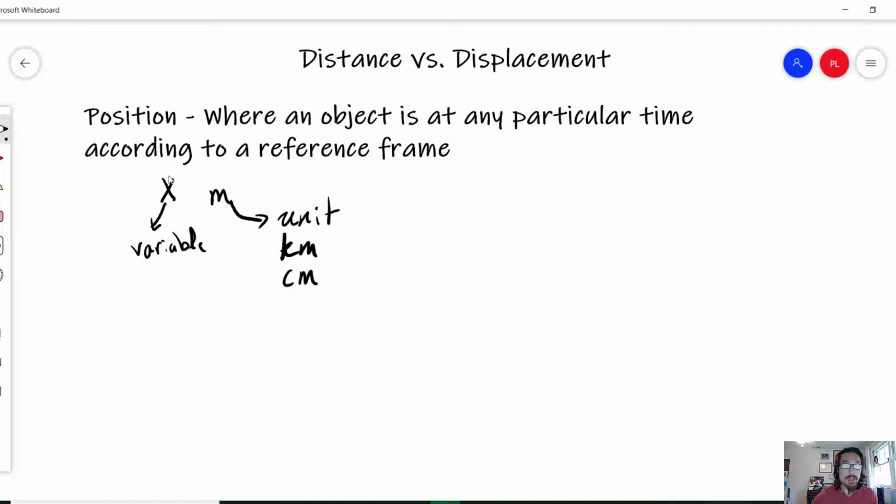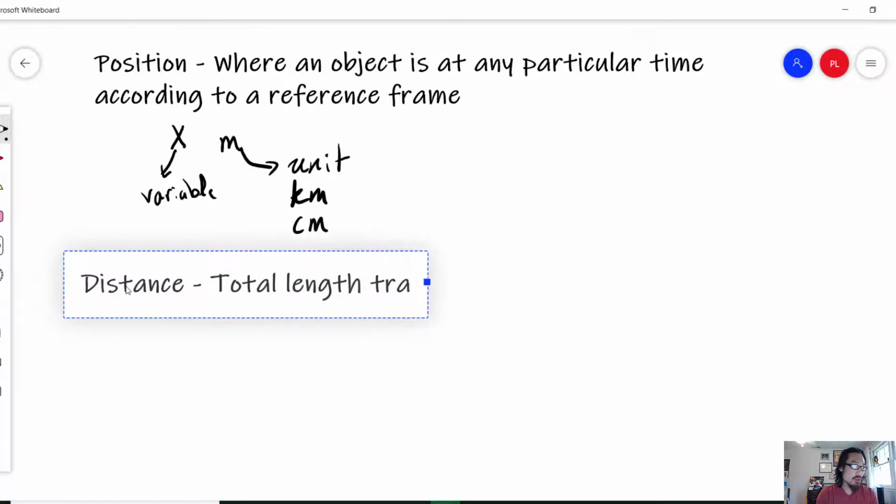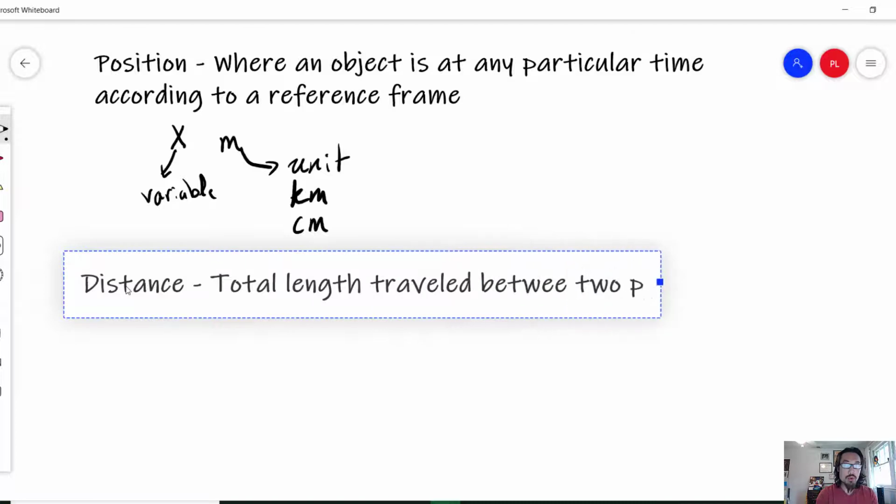All right, next up we have distance. Now, just like position, distance might be something that you are used to using in everyday life, but of course, for physics, there's a very specific definition. All right, distance is the total length traveled between two positions.